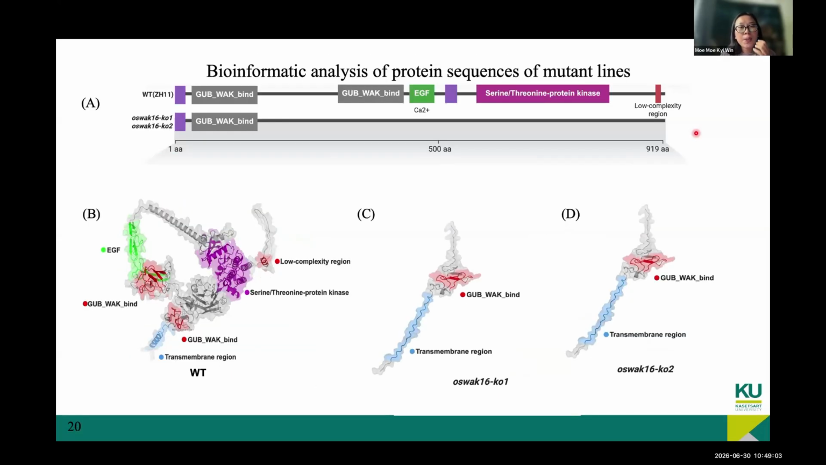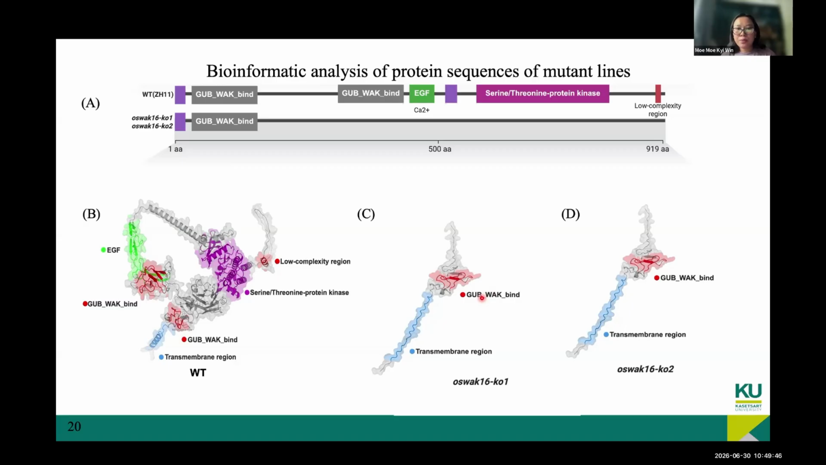We also looked at the protein structure of these edited lines. As I mentioned before, a typical wall-associated kinase should have all these kinds of domains. But our knockout lines show only the transmembrane region and one of the extracellular domains, and they lost the intracellular protein kinase, which might be the reason that they cannot signal to the downstream pathway and cannot activate the resistance mechanism.